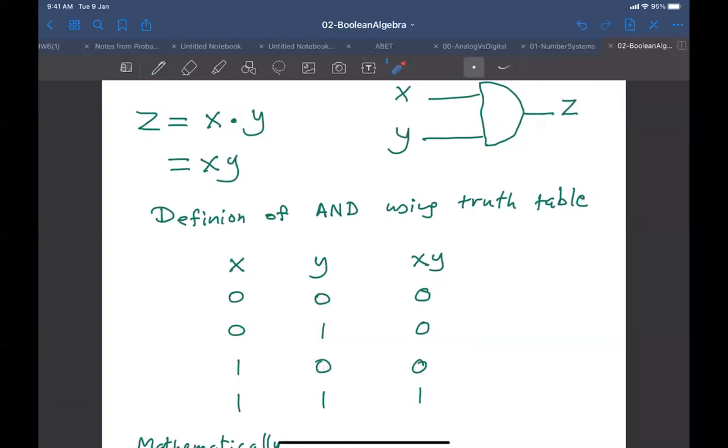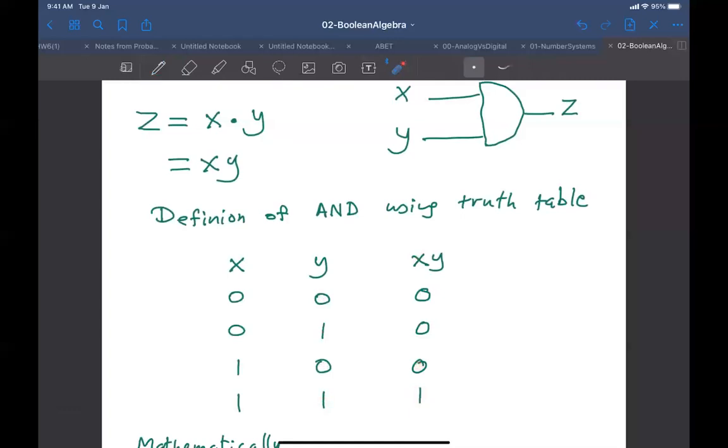So you double the number of zeros and ones every time you go to the left. Now for the AND operation, it is defined to be 1 if and only if X is 1 and Y is 1. Otherwise, it is 0. So it is 0 here and 0 here, 0 here, and 1 here. Why 1 here? Because X is 1 and Y is 1.